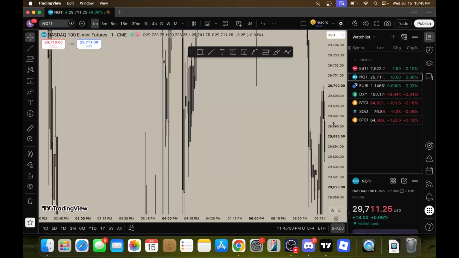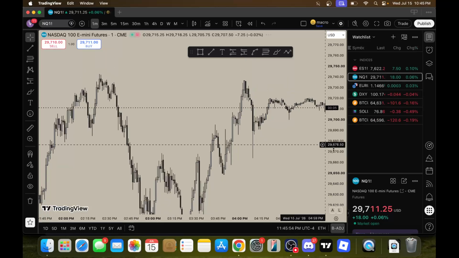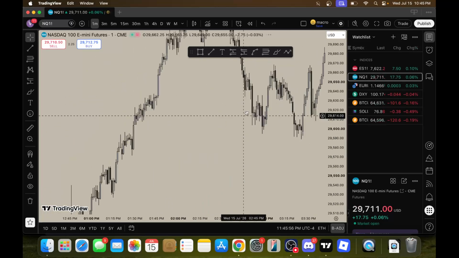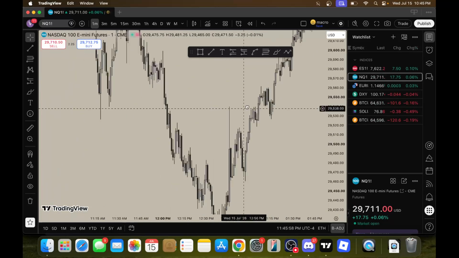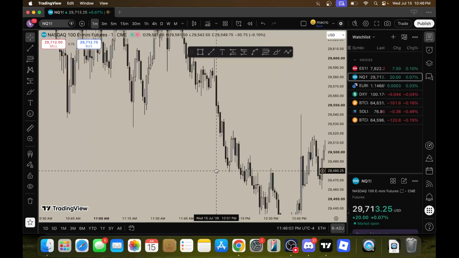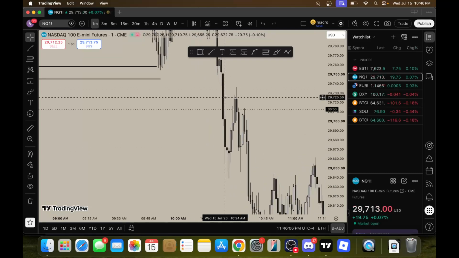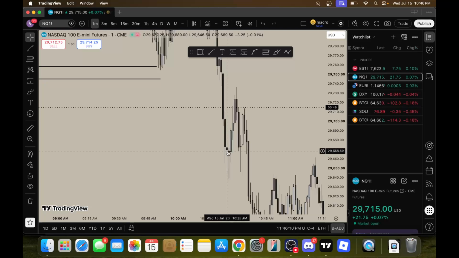Let's go back. Where were we? Right here. All right, cool. So now I'm clicking right here. Yeah. So the CB gets rebalanced, we displace lower, price taps into this quote unquote order block, right?